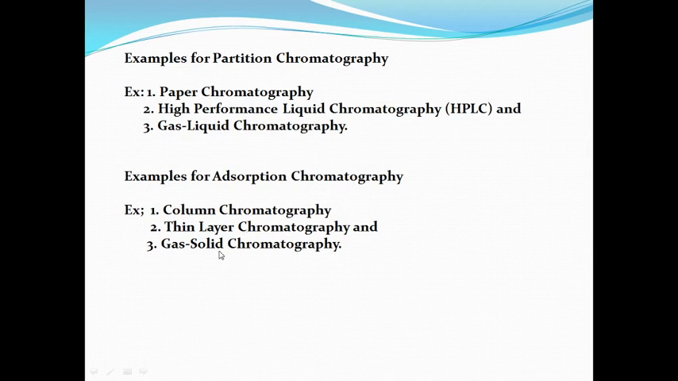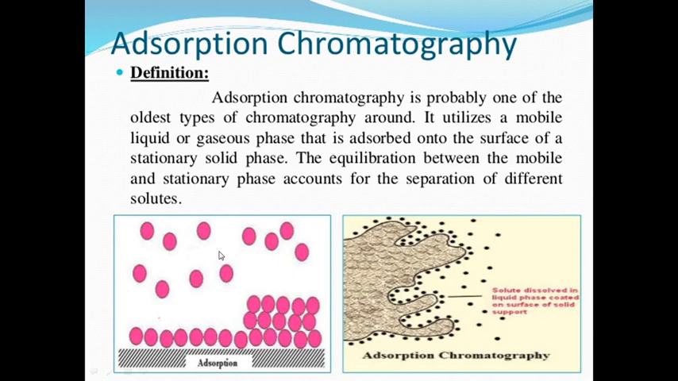Just now we saw the mechanism or principle. In adsorption chromatography, the principle involved is the adsorption of the analyte on the surface of the stationary phase. That means our stationary phase is a solid, and see, this is our stationary phase. These are the analyte particles. These analyte particles are adsorbed at the surface of the adsorbent.